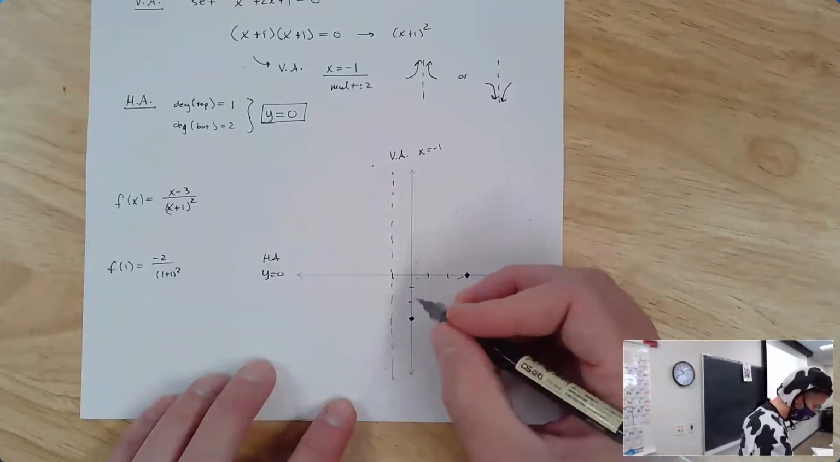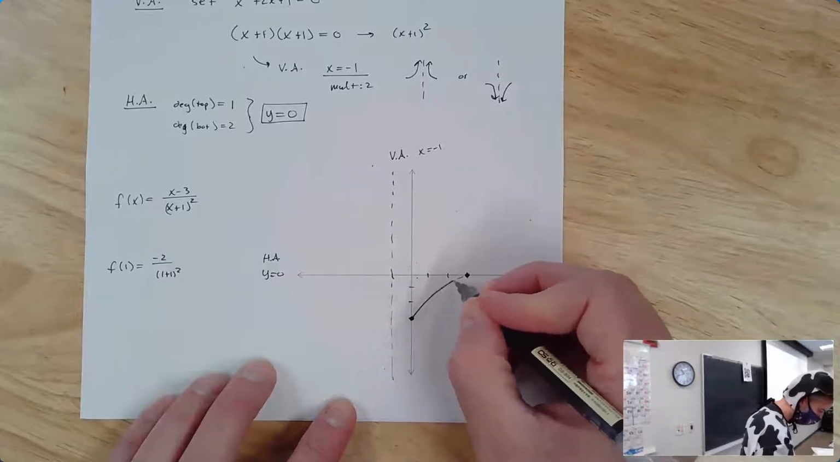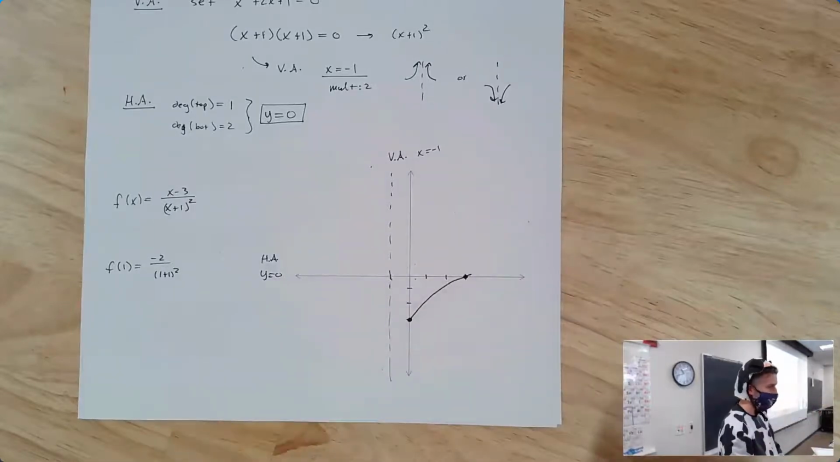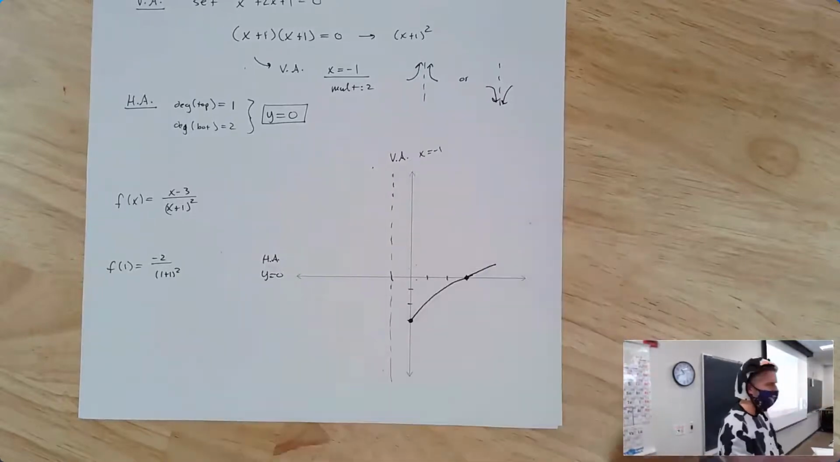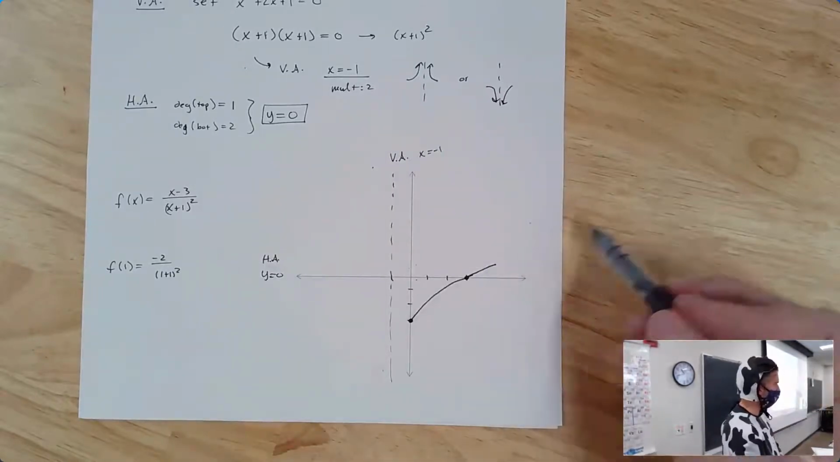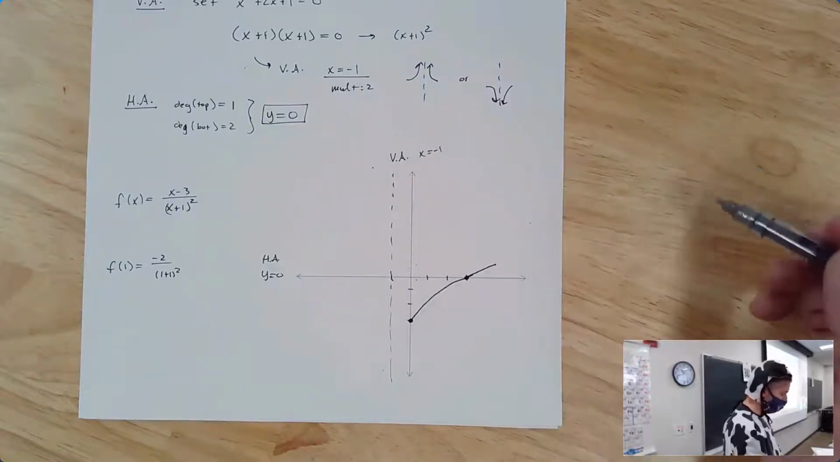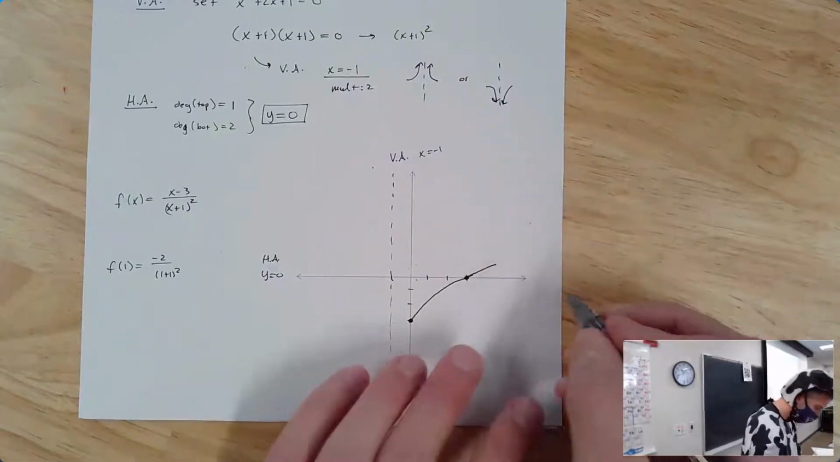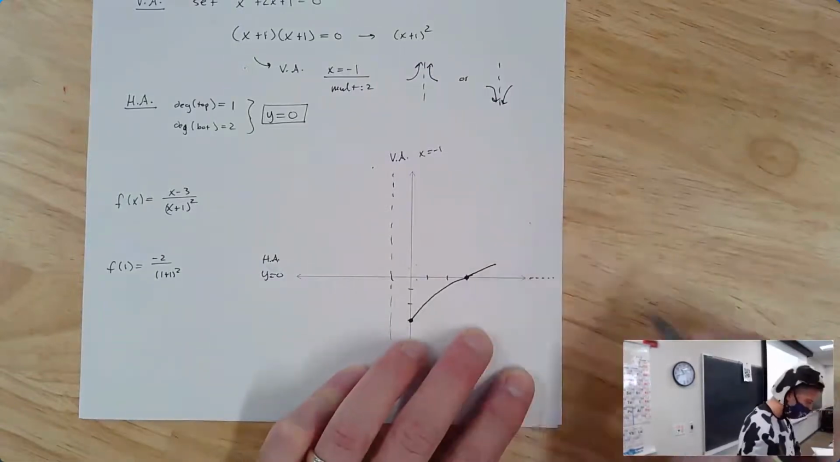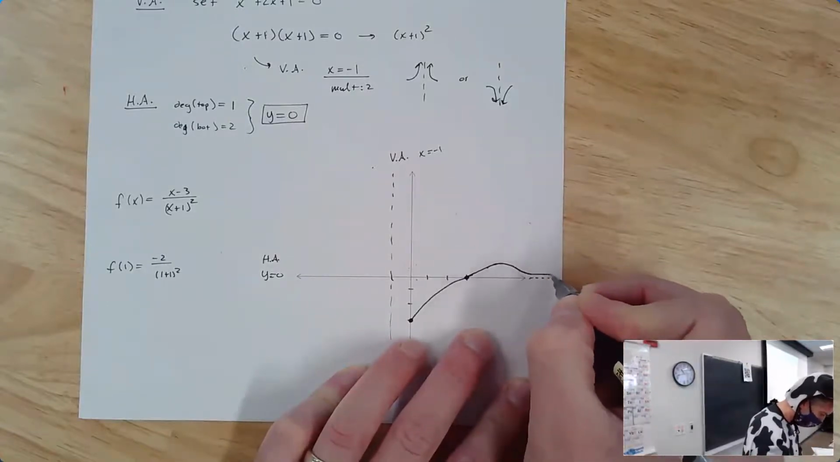It's going to look something like that. I'm not going to graph it perfectly because I don't want to. And that's going to cross at 3. But now it doesn't just go up and up and up, because we have a horizontal asymptote at y = 0. So eventually this function has to get closer and closer to the horizontal asymptote, which means it has to turn around and flatten out.